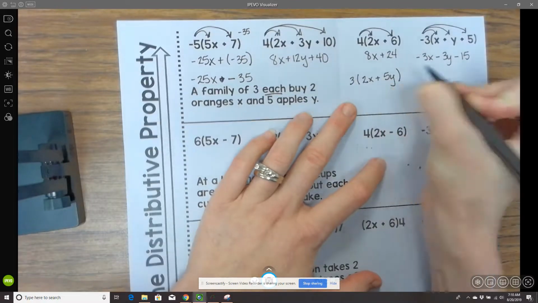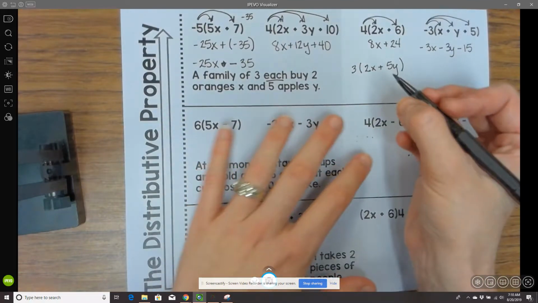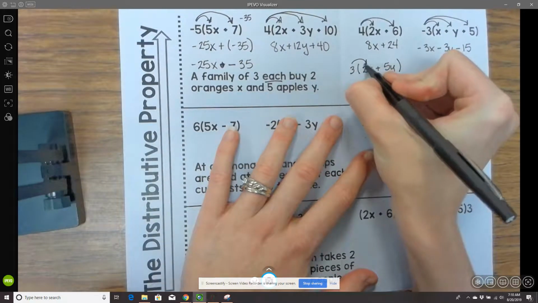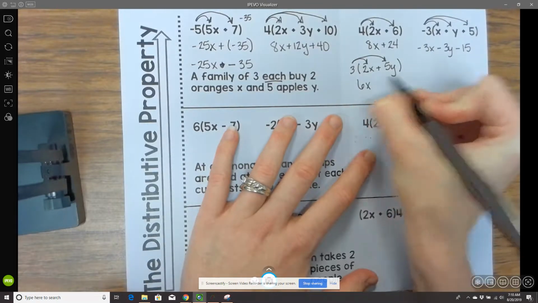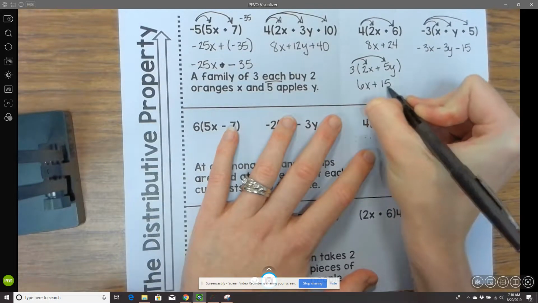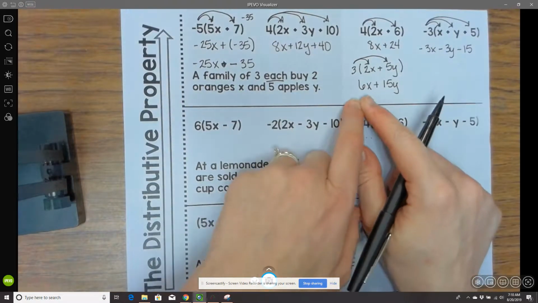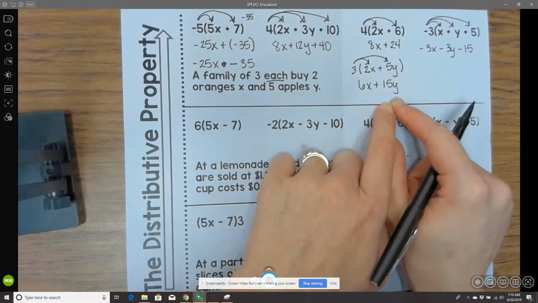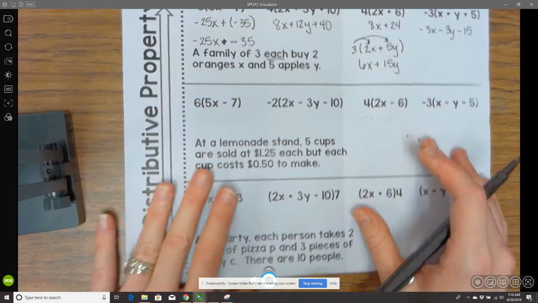And again, maybe we're looking for the cost and the x and the y, or how much each of these things cost. So if we multiply it out or distribute, we've got 6x plus 15y. So in total, they're going to buy 6 oranges and 15 apples. And if we're looking for the cost of each of these things would be x and y.